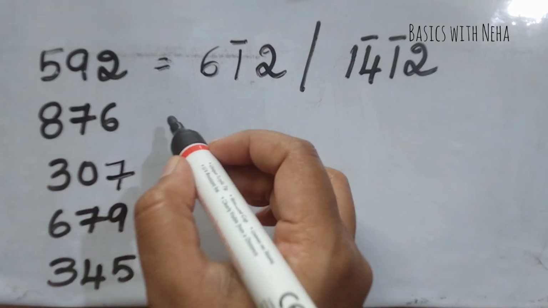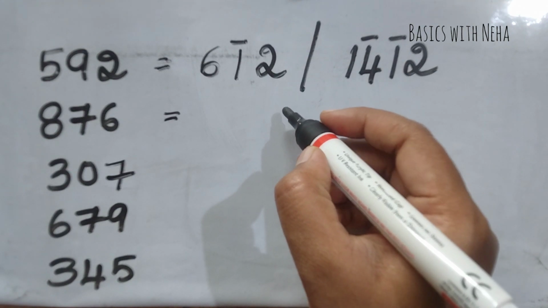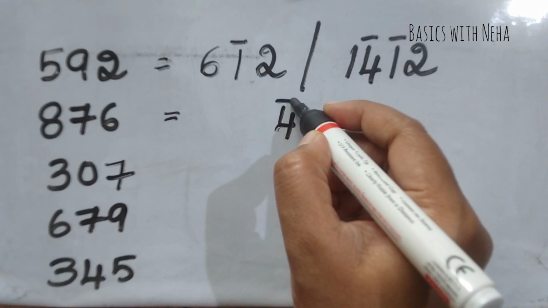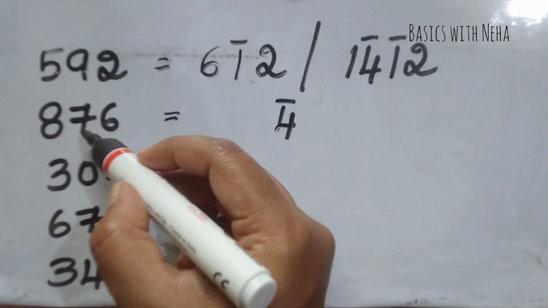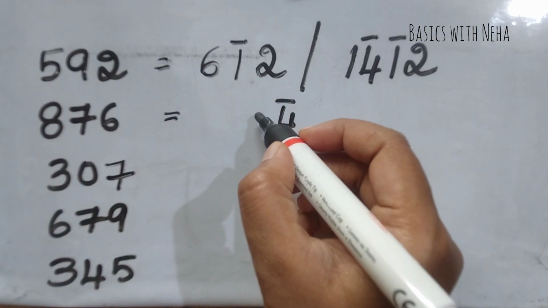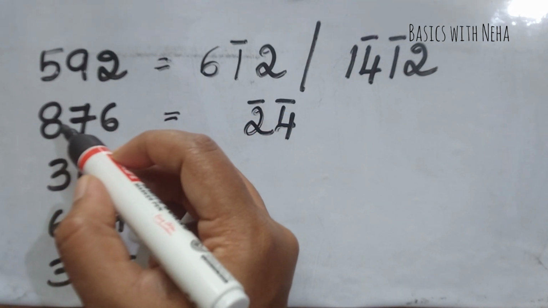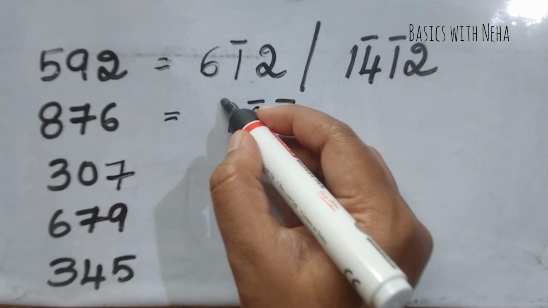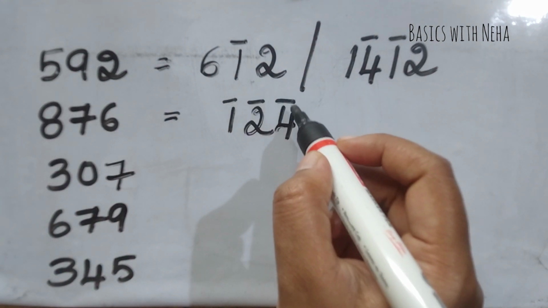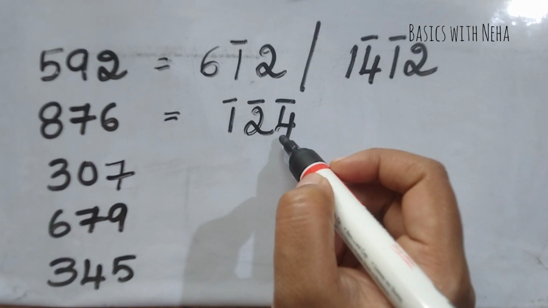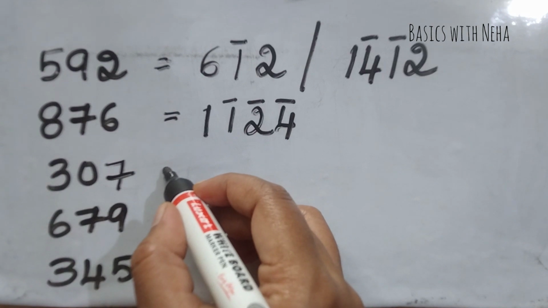Let's try 876. So 6 is a large number. 10 minus 6 will give me 4. Introduce a bar onto that. Now the previous number, since we have used 10 to subtract, we are going to use 9 to subtract. 9 minus 7 will give me 2. Introduce a bar. 8 is a large number. Subtract it from 9, it will be 1 bar. And then vinculum is adding one number to the previous number if you have vinculated any of the numbers. So you will have to add 1. That will be the final answer.